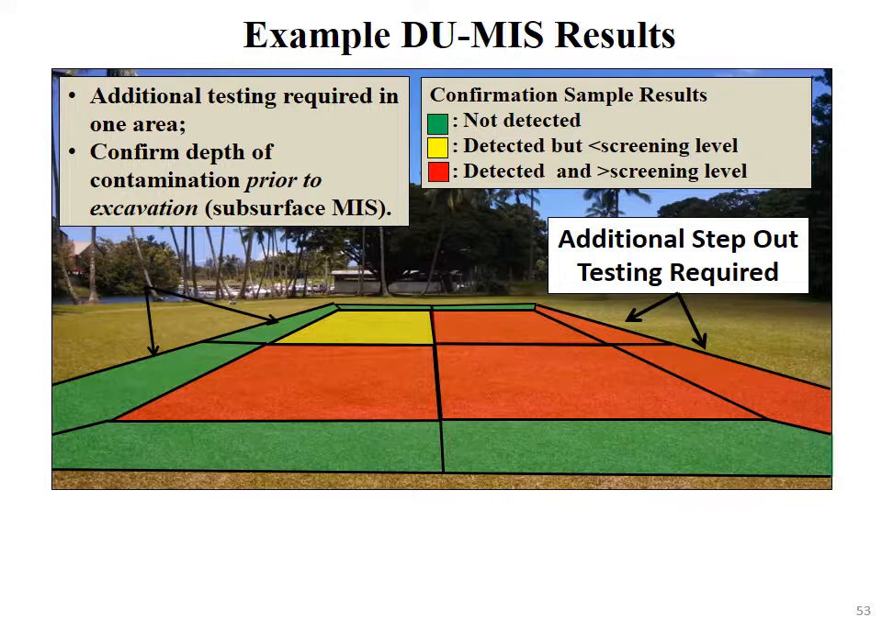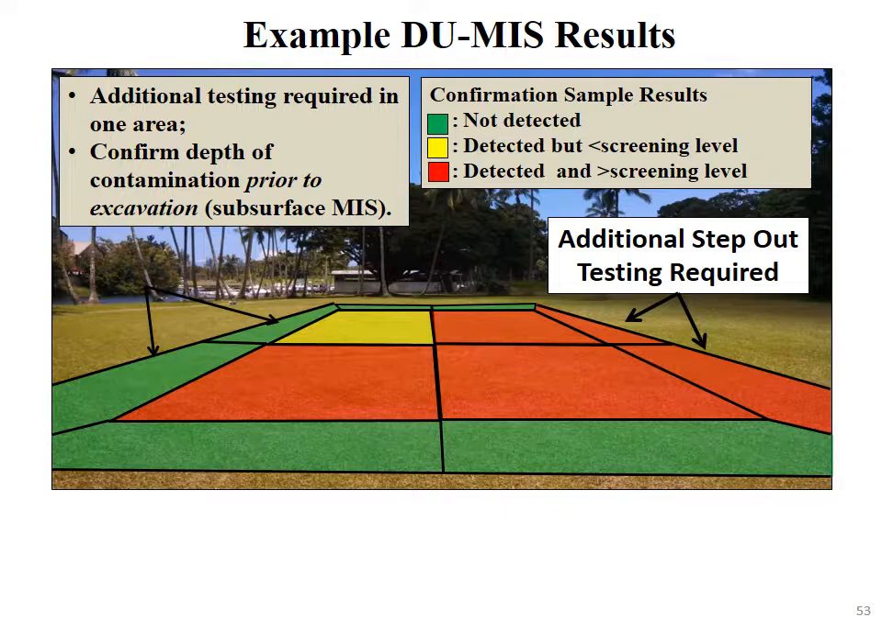And you can do the same thing. I'm just showing the surface. You do the same thing at depth by splitting this site up into DU layers. You probably have to drill through the top layers to get to the deeper layers and collect multi-increment samples to estimate the vertical extent of contamination. So that's subsurface decision unit layers.